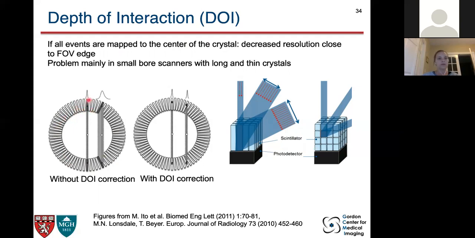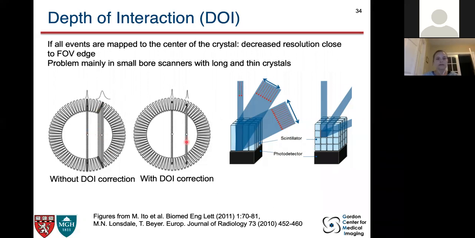But if we don't know at what depth within the detector it took place, we will have some problems, because if we then map all of the events to the center of the detector, for example, we will have a nice thin line of response here in the center of the field of view. But if we move towards the edge, if we don't know where along this depth the interaction took place, the line of response would be very broad, and this would translate to blurring at the edge of the field of view. So we will have better spatial resolution in the center of the field of view compared to at the edge.